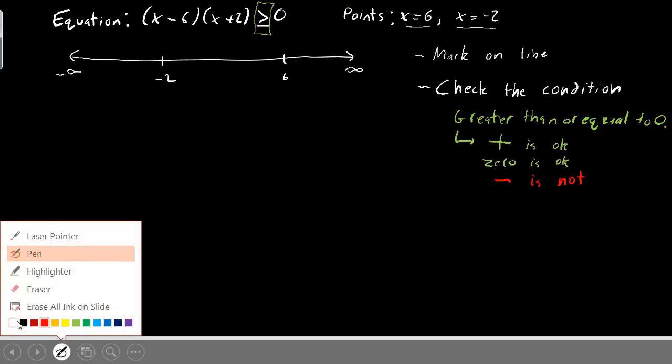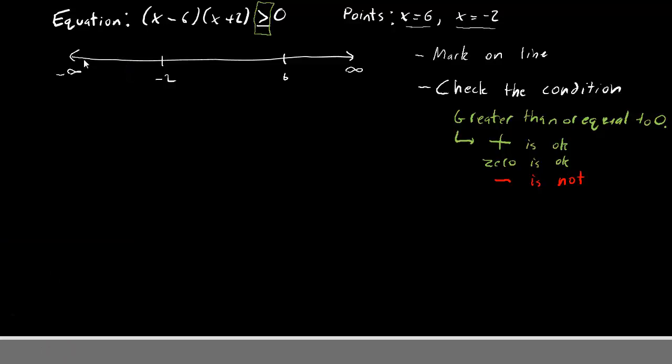Once again, we will have 3 regions like before. The negative infinity to negative 2 will be region A. The negative 2 to 6 will be region B. And 6 to infinity will be region C. And we'll have to see which regions give us positive numbers and which regions give us negative numbers. If it's positive, then it is part of the answer. If it's negative, it's not part of the answer.